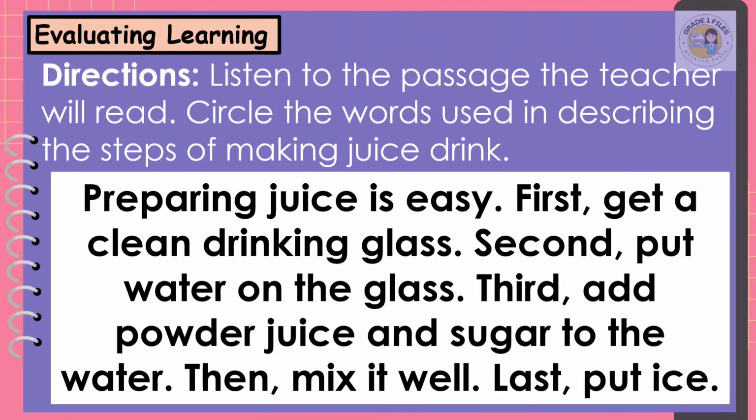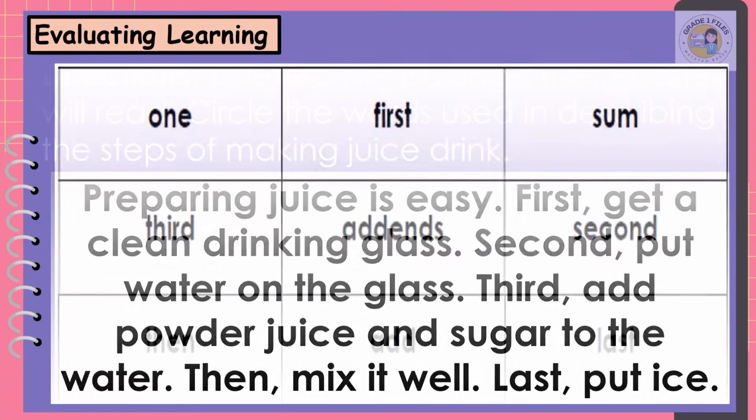Listen to the passage the teacher will read. Circle the words used in describing the steps of making juice. Preparing juice is easy. First, get a clean drinking glass. Second, put water on the glass. Third, add powdered juice and sugar to the water. Then mix it well. Last, put ice.